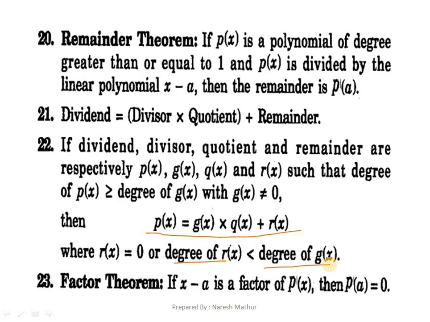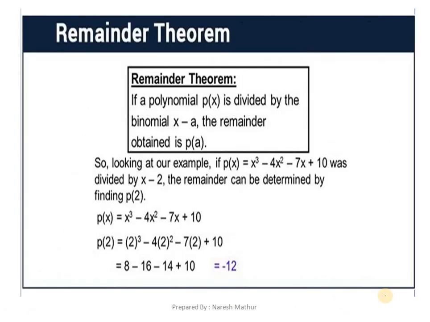Alright, but what if the remainder is 0? Then we can say the divisor will become a factor of the given polynomial. This is the factor theorem. Factor theorem says if x minus a is a factor of p of x, then p of a equals 0. Let's see the remainder theorem with an example.